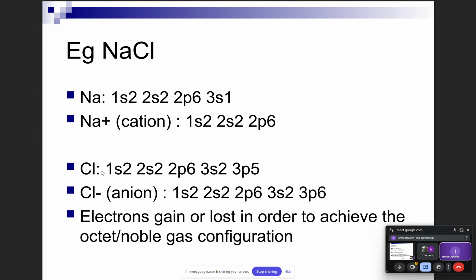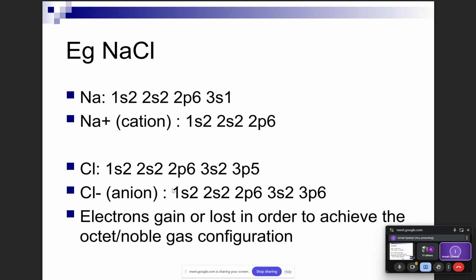For chlorine, the atomic number is 17. 1s2, 2s2, 2p6, 3s2, 3p5. When you sum up everything together, it's 17. And this wants to gain an electron, so it's going to gain the electron from this sodium here. Once the electron transfers, you can see the chlorine now becomes negative, that is an anion, which implies that it has gained one extra electron.